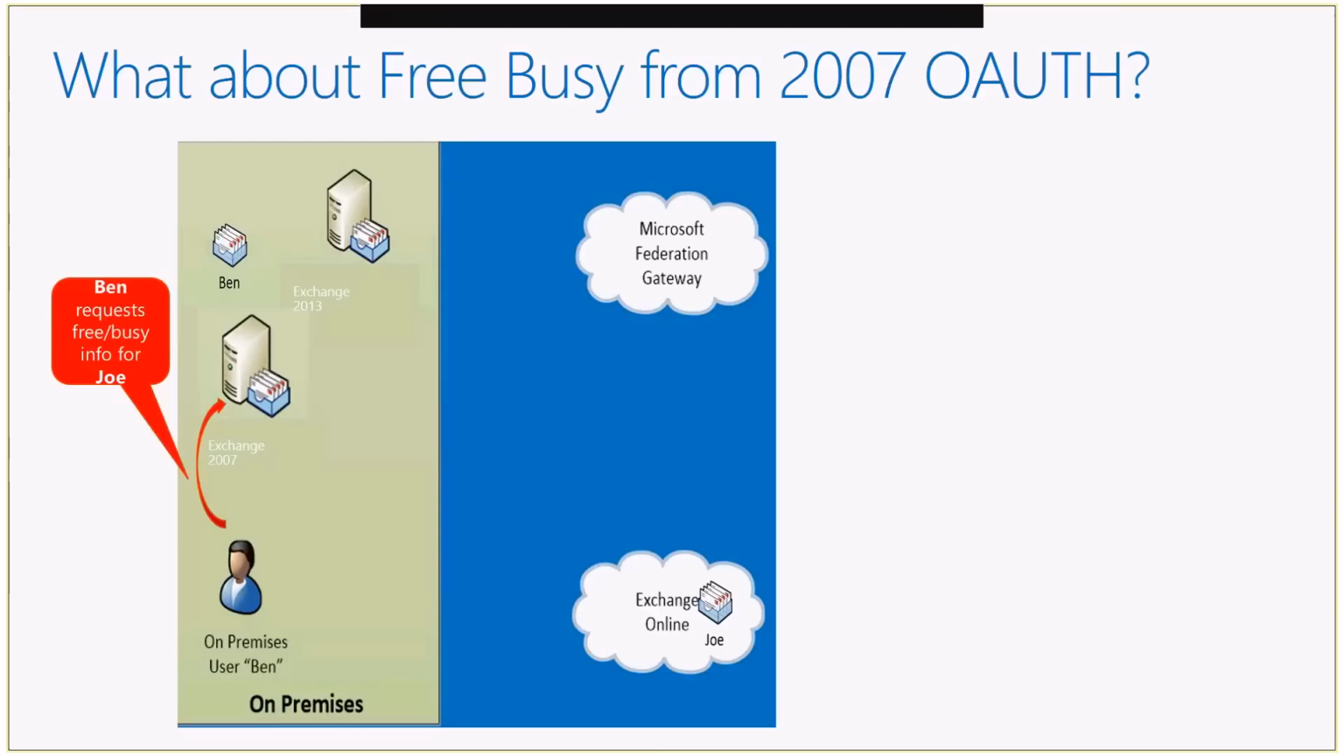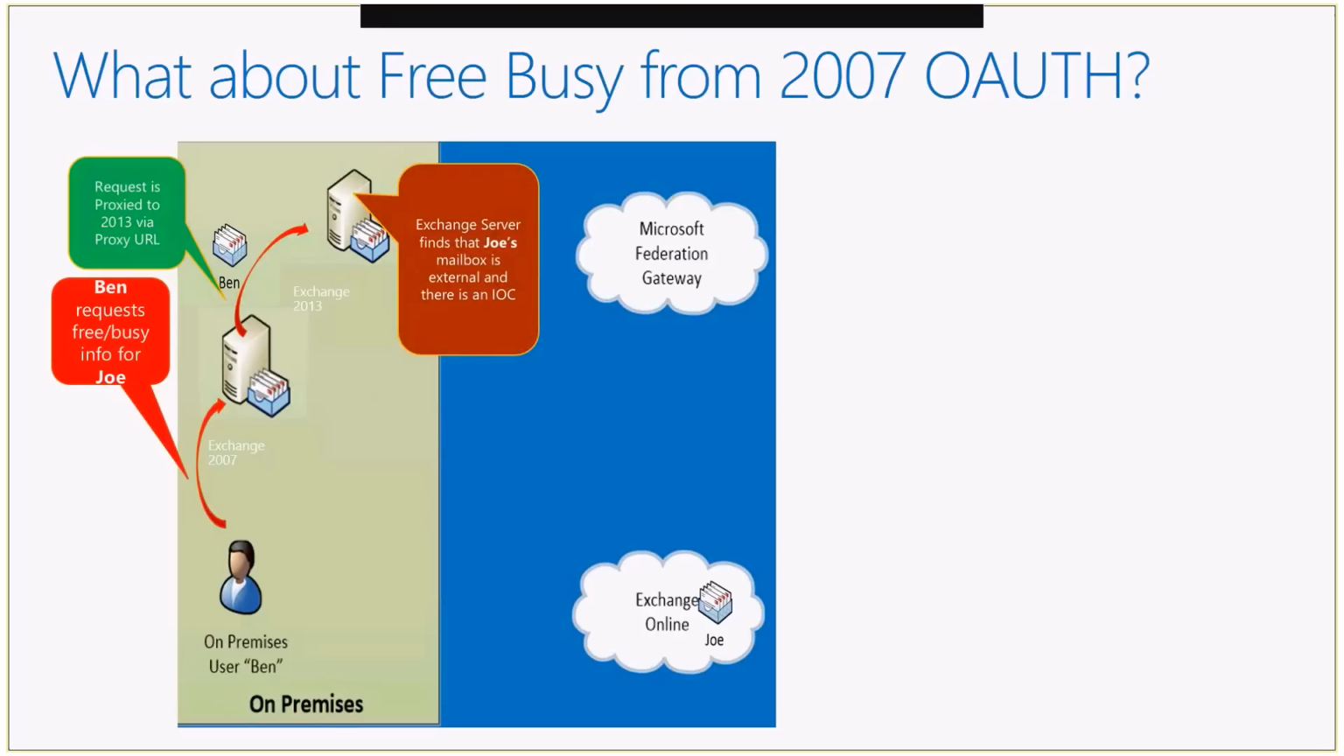So the 2007 server is going to go down to the availability address space. It's going to say, do I have an availability address space for Joe? It will find that it has an availability address space, with the URL pointing to 2013. So the request gets proxied from 2007 to 2013, and then from there we would use the intra-org connector, because now the 2013 availability service knows about the intra-org connectors. So in this predicament, if you had 2007, 10, and 13, your 2007 and 13 would technically be using intra-org connectors for cross-forest FreeBusy, cross-premises FreeBusy, and your 2010 would be using org relationships. This can be very telling when you're troubleshooting, so it's an important thing to think about.